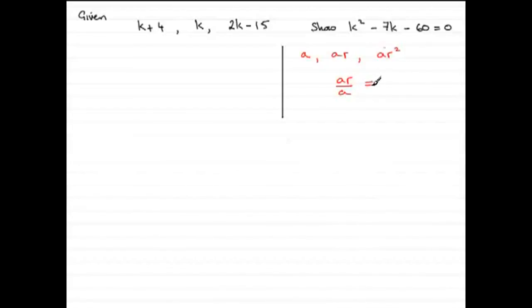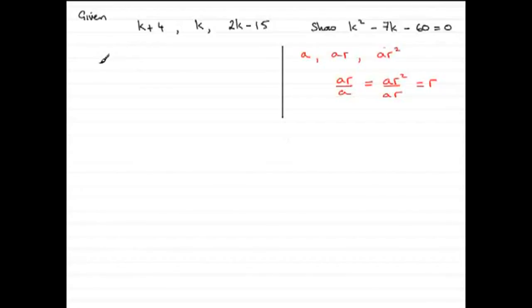This is also going to be exactly the same as taking, say, the third term and dividing it by the previous term, the second term, AR squared divided by AR. In this one, the A's cancel and R goes into R squared R times. So each of these are equal to the common ratio R. So it is this idea that we use to find this equation.